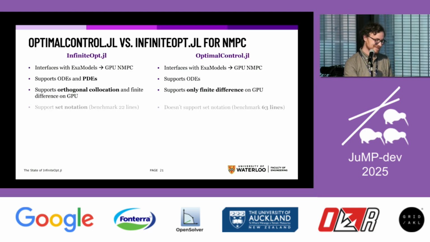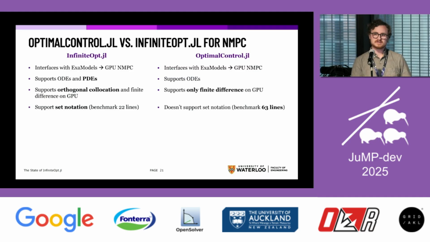which is great. The other thing is InfiniteOpt, based off the JuMP language, has the ability to facilitate set notation quite naturally. So on one of our benchmarks, which was the distillation problem, we were able to model it in 22 lines, but in optimal control, we had to enumerate all of the differential equations, which was 50 of those. So we get a much longer model.